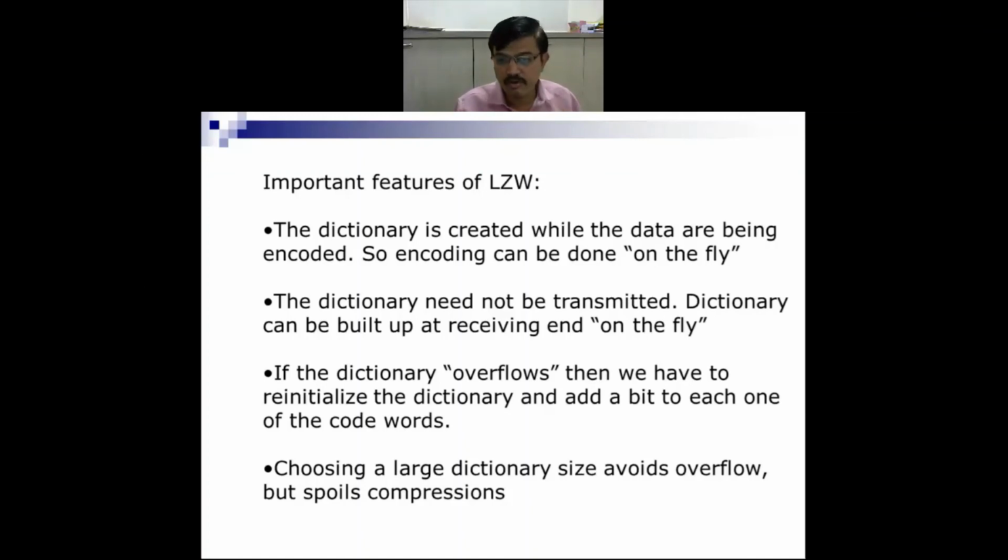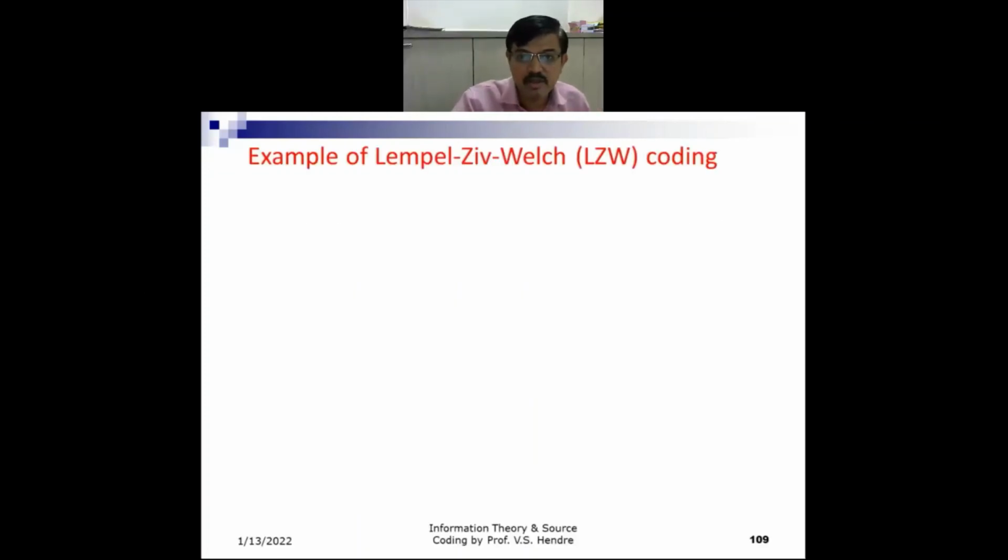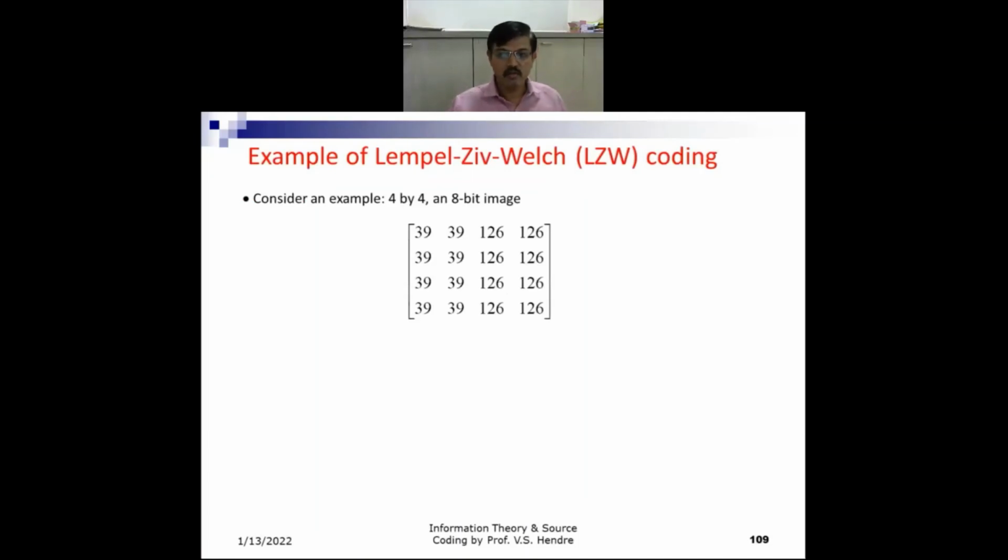If the dictionary overflows, then we have to reinitialize the dictionary and add a bit to each one of the code words. Sometimes the dictionary may overflow because your data is quite large, but you can reinitialize the process from any instant. The process will be very simple. Choosing a large dictionary size avoids the overflow but spoils the compression. So you have to make a balance between how much compression you want and avoiding the overflow of the dictionary. But a good amount of compression you can do by using Lempel-Ziv-Welch.